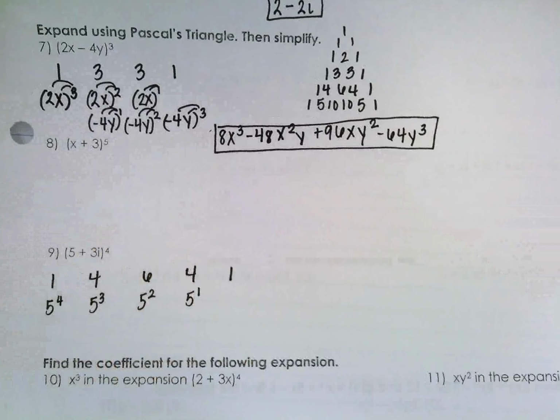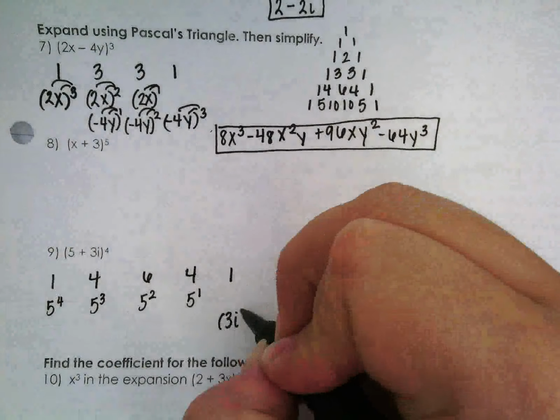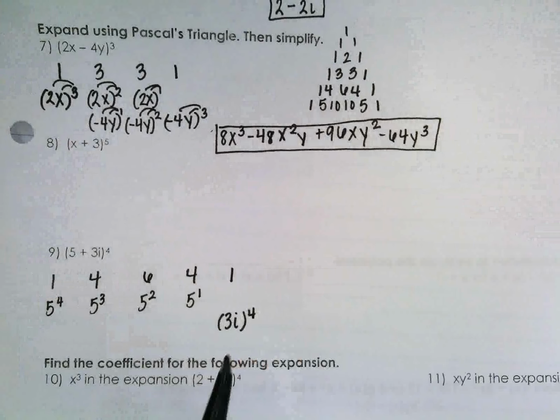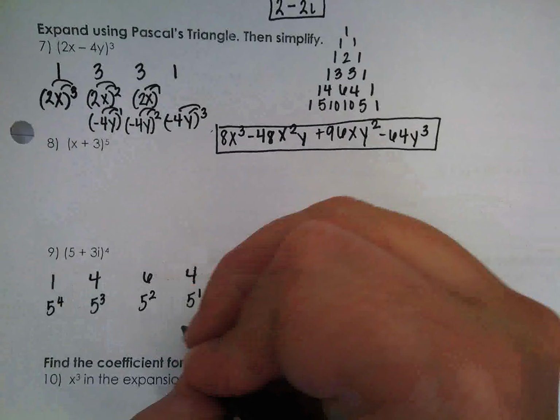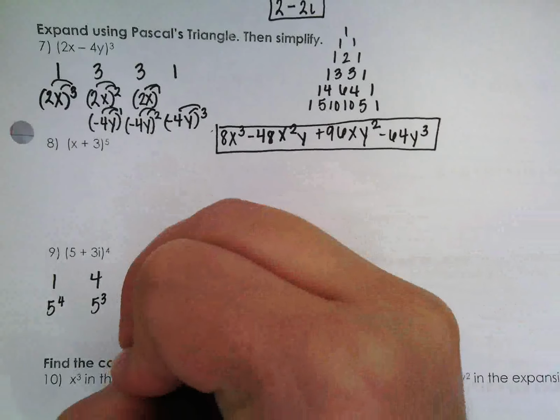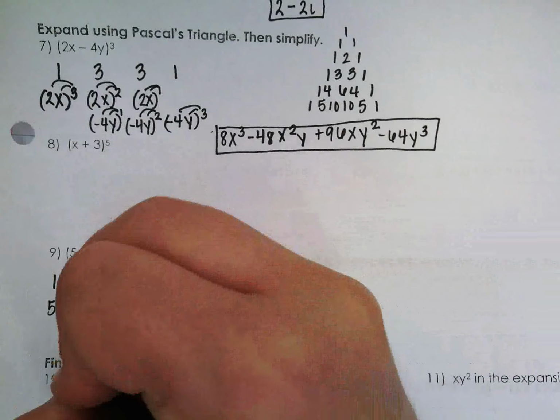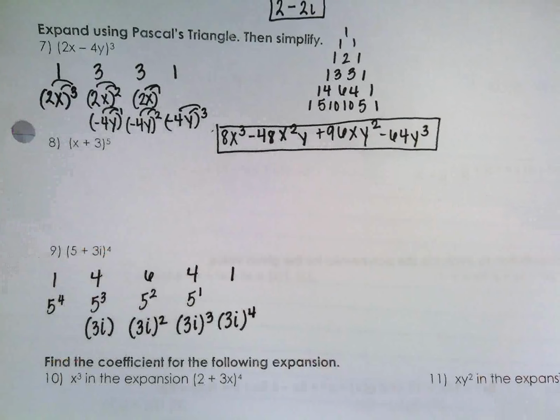And then I'm going to take that 3i and also raise that to the fourth, but this time going right to left because it's the term on the right. So 3i to the fourth, 3i to the third, 3i squared, 3i to the first, and then nothing.